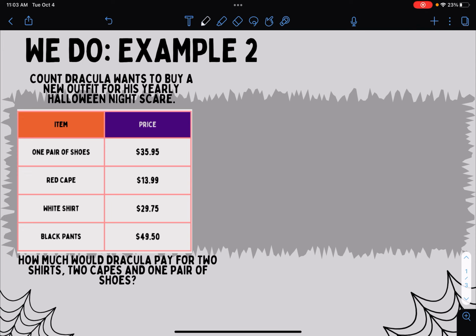Okay. So the we do example says Count Dracula wants to buy a new outfit for his yearly Halloween night scare. How much would Count Dracula pay for 2 shirts, 2 capes, and 1 pair of shoes? I'm going to change this color. Okay, so he's buying 2 shirts. So how much do the shirts cost? The shirt price is right here. Shirts cost $29.75, and he's buying 2. So you're adding that.